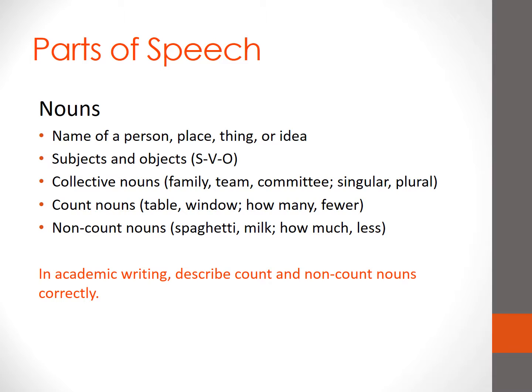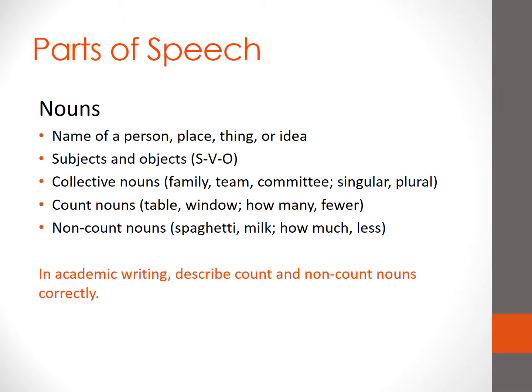Nouns. Nouns are names of a person, place, thing, or idea. We have subjects and objects, depending on where they appear in the sentence. We have collective nouns, words like family, team, or committee. And collective nouns can be used in the singular or plural. We'll talk more about that a little later.